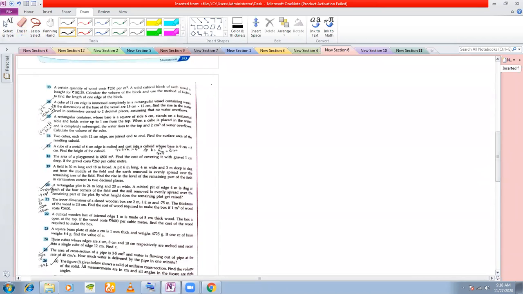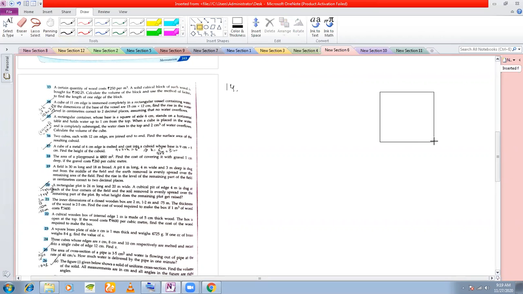Number 14. The question here is, a cube of 11 centimeter edge is immersed completely in a rectangular vessel. So a small cube is put, immersed in a rectangular vessel which contains some water. If the dimensions of the base of the vessel are 15 by 12 centimeters, find the rise in the level of water in centimeters correct to 2 decimal places, assuming that no water overflows. Let's see what this question means.